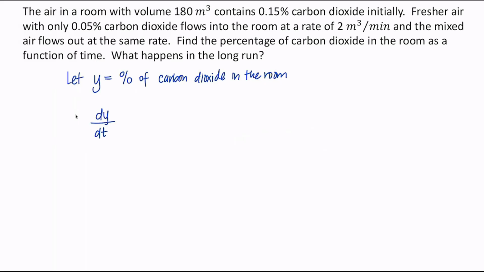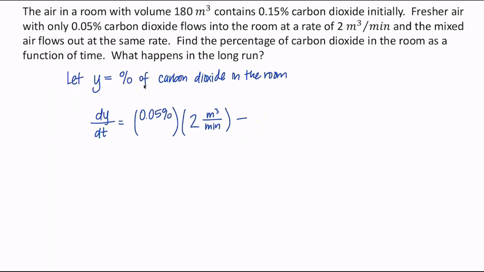The differential equation is going to be dy/dt, and we want to multiply the concentration rate times the rate at which the air flows into the room. So if we're going to keep y as a percentage, we'll go ahead and keep 0.05 as a percentage, but you're going to see in a second how we have to do a little modification. So here, if I keep 0.05% times the rate at which that flows in, that's 2 meters cubed per minute. And then we're going to have minus the rate at which the carbon dioxide leaves.